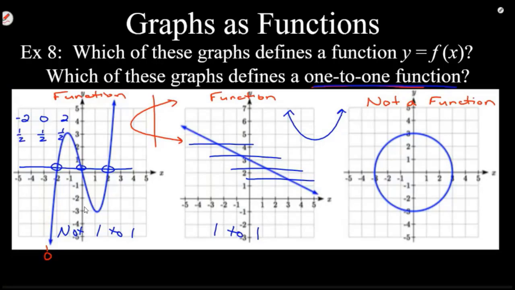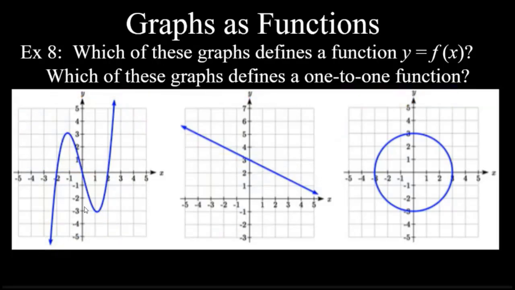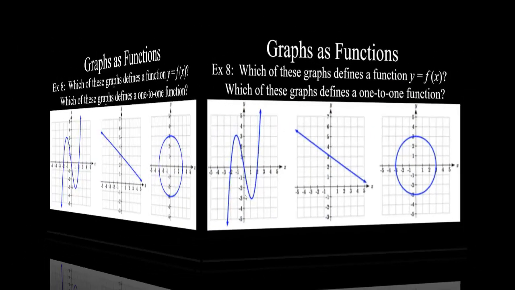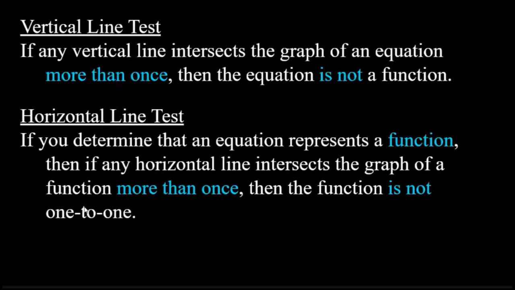So there's a lot of different shapes, but you can always tell if it's a function or not, and if it's a one-to-one function or not, by using the vertical line test and the horizontal line test. So that makes things really nice for us, if we can see the graph. And this is what we were just talking about. If any vertical line intersects the graph of an equation more than once, then that equation is not a function.